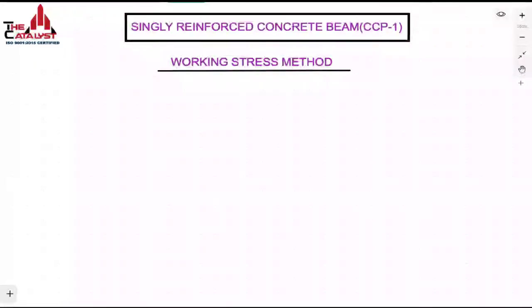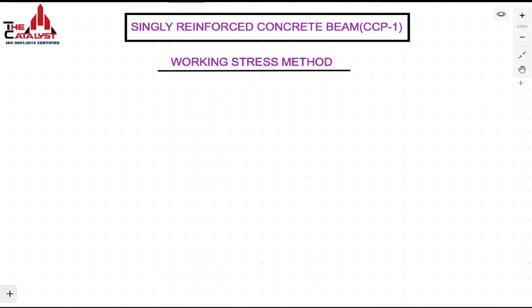Now let's start with the next topic, that is reinforced cement concrete, with our first subtopic, the singly reinforced beam by WSM. So we'll be starting with the working stress method, as well as we'll cover the limit state method after that, and then we'll cover prestressed concrete.